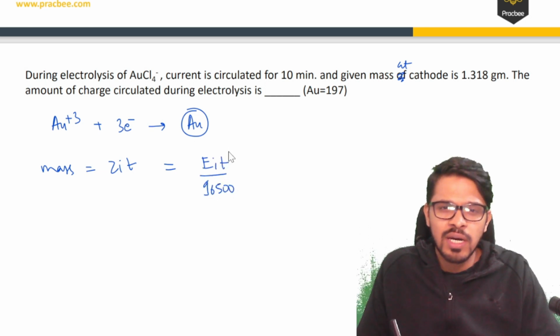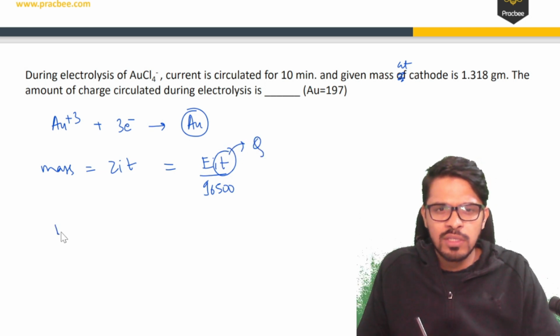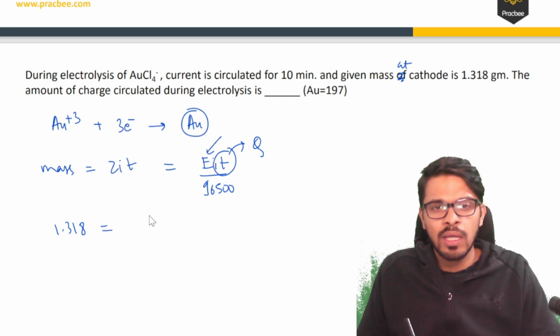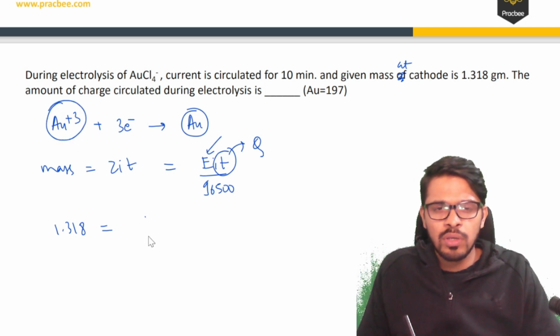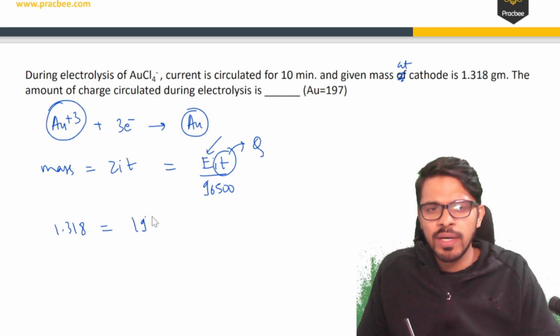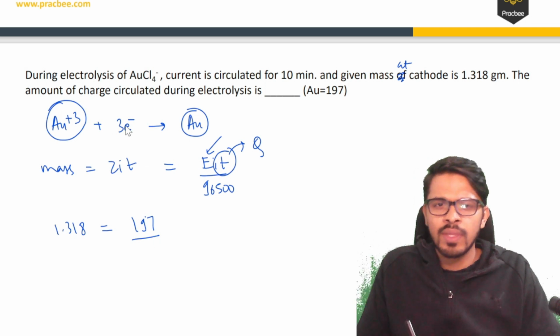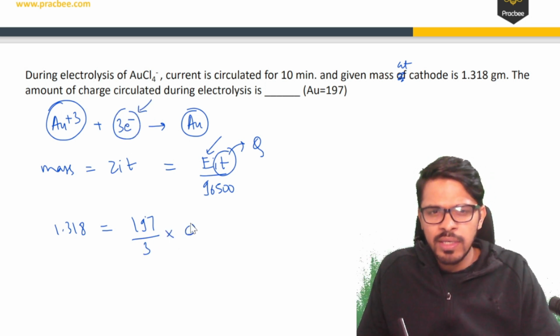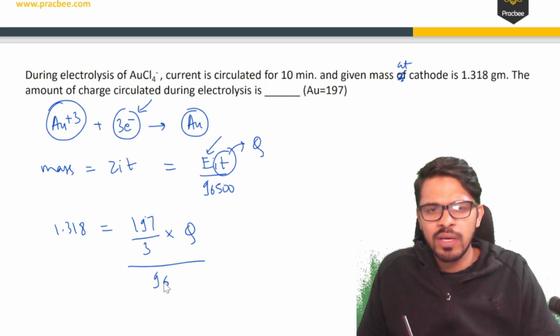They are asking the charge. You know charge is IT. So the mass is 1.318. The equivalent mass E is basically the molar mass, or the atomic mass of gold, which is 197, divided by the n factor. As you can see, the n factor is 3. So this is E into Q divided by 96500.